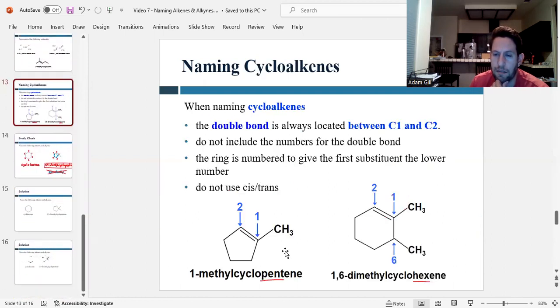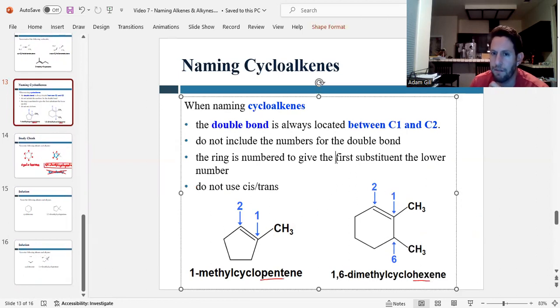Rings are numbered so that the double bond is always between carbons 1 and 2. And we number clockwise versus counterclockwise to give the first substituent the lower number.